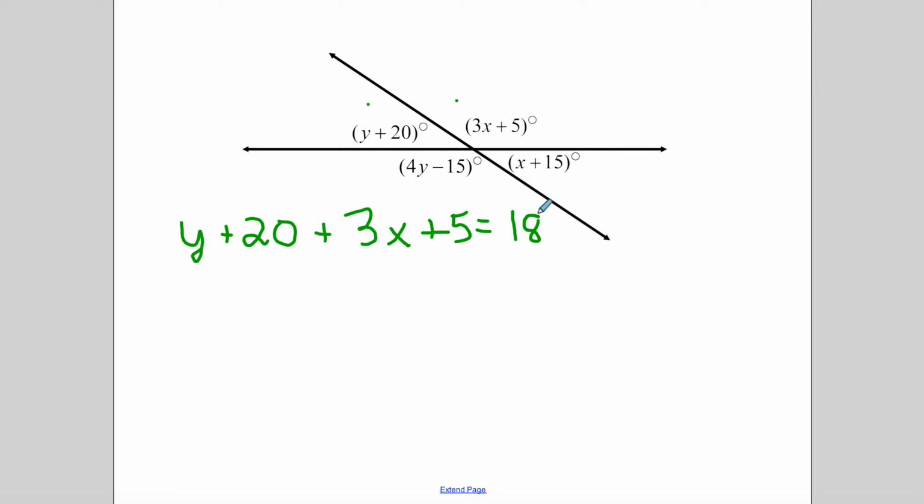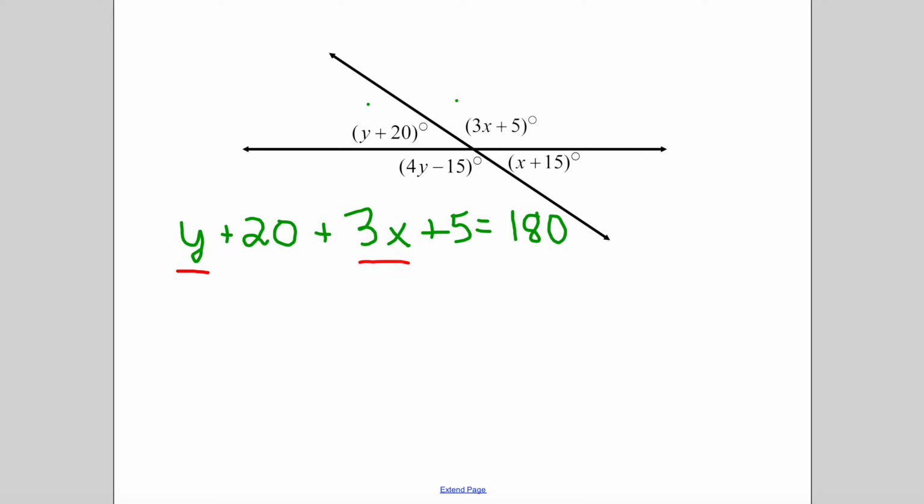Now, here's the thing. Look at that. Does that help us solve for either x and y? You might think that it does at first, but at a closer look, it actually doesn't. Why? Because we can't solve an equation that has two variables in it. We can only solve equations that have one variable.